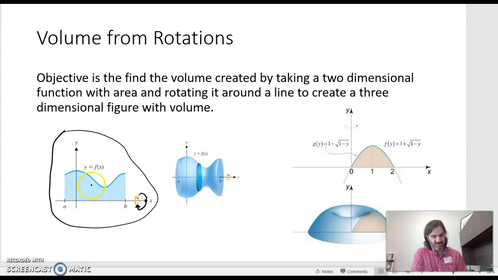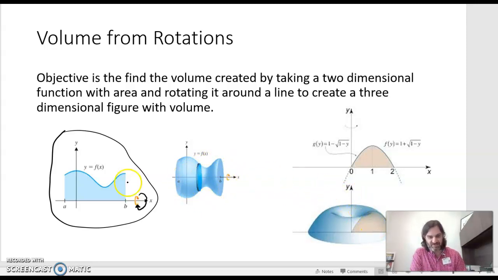So when we first started integration, one of the applications was that we could find the area under a curve. In two-dimensional space, we can find area, but when we wrap it around some line of rotation, we create a three-dimensional object and we can find the volume.